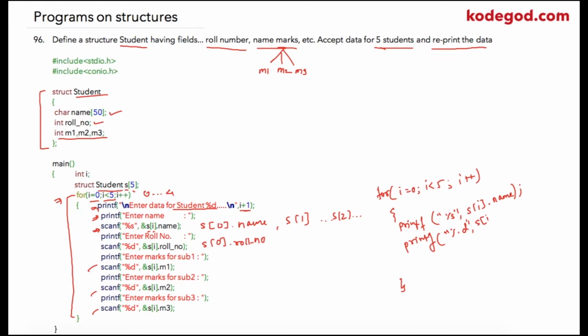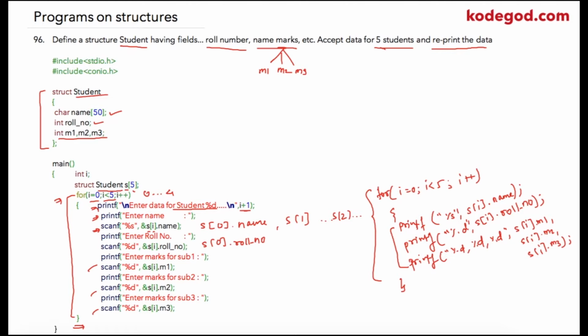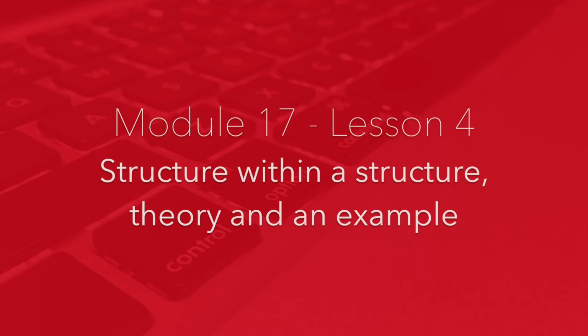So here we will print s of i dot roll underscore number. Similarly, finally we'll print printf %d comma %d comma %d, and then we'll supply values of s of i dot m1 comma s of i dot m2 and s of i dot m3. So this for loop you can write immediately after completion of the previous for loop. Obviously you can add more proper formatting inside of these printf statements. You can download the complete code from the download section. It has the complete program.